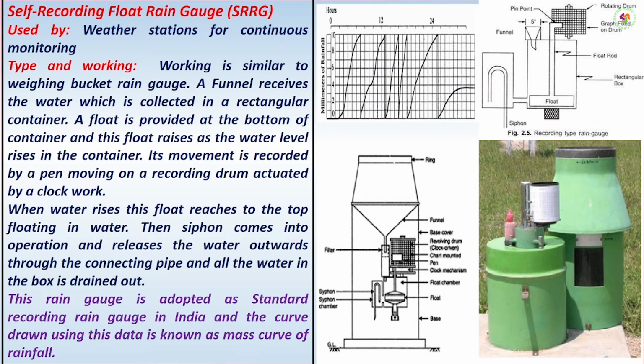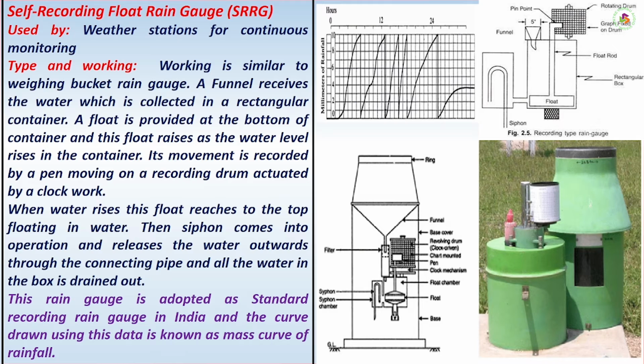The first one was the tipping bucket, then the weighing bucket. Before that, we talked about Simon's rain gauge. Simon's rain gauge is different, and the float type rain gauge is different. Simon's rain gauge is named after a person, and this float type rain gauge also has one component we call the siphon, but the siphon is nowhere related to Simon. Please note it. This type of recording rain gauge is used in most of the weather stations.